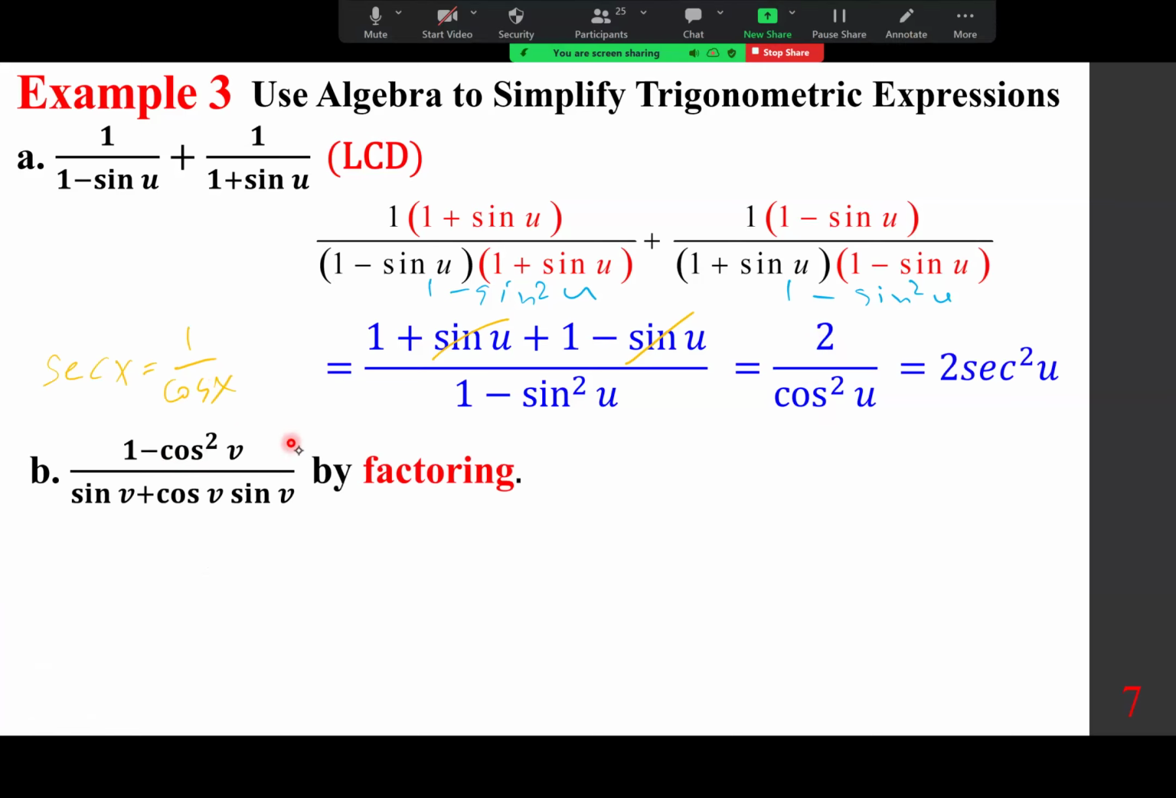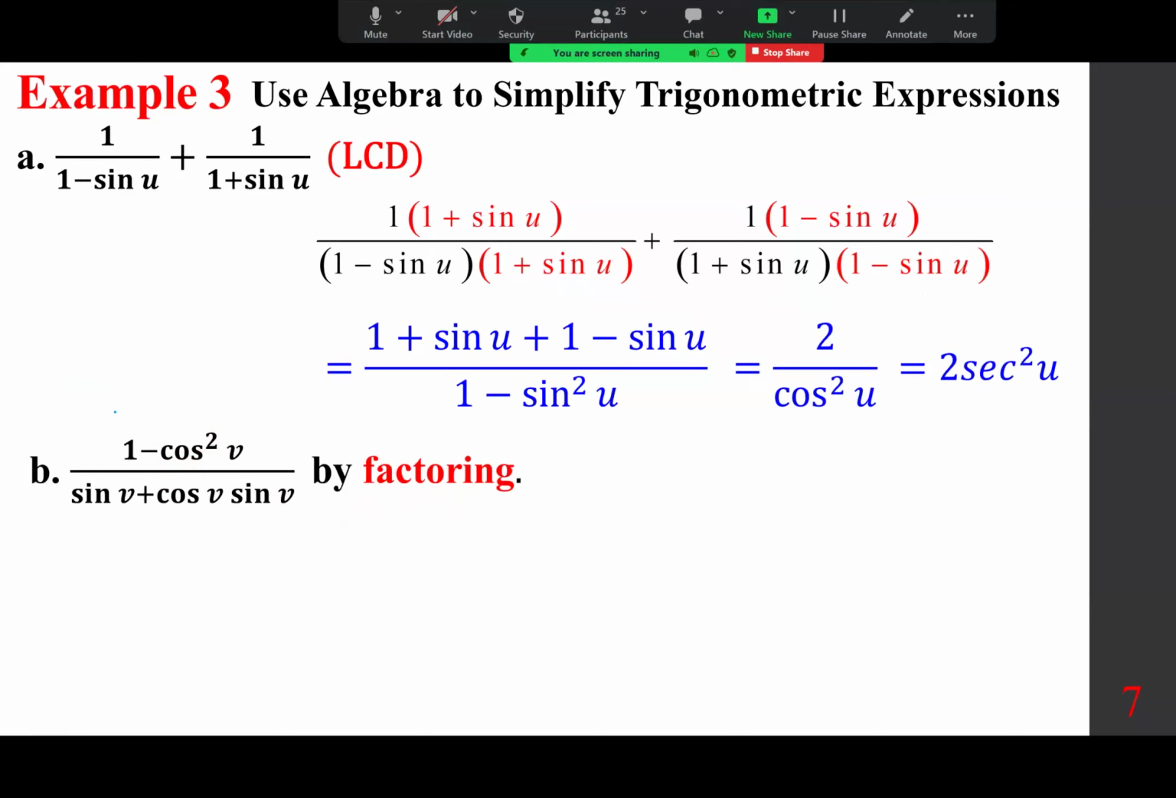B, 1 minus cosine squared v over sine v plus cosine v sine v. Do this by factoring. Again, the technique they are giving us is factoring. We don't need that in case this is not given. We should recognize the top follows a squared minus b squared. Because remember, 1 is 1, 1 squared, 1 cubed makes no difference. So the top is 1 plus cosine and 1 minus cosine.